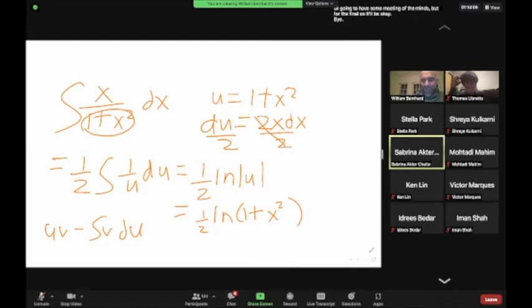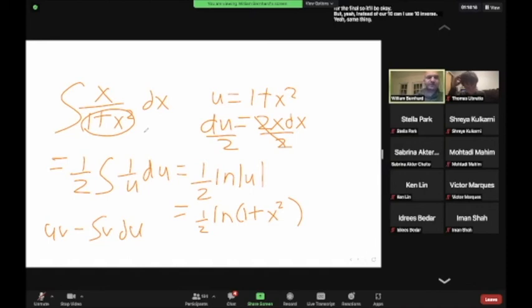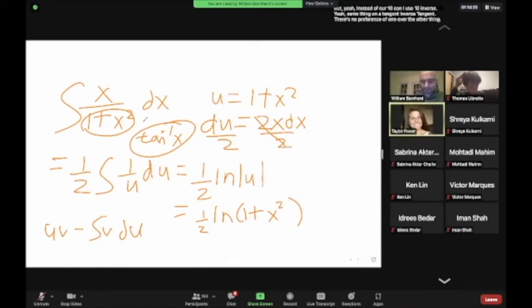Instead of arctan, can I use tan inverse? Yeah, same thing. Arctangent and inverse tangent, there's no preference of one over the other. Okay. Can you go back to the final answer? Sure.